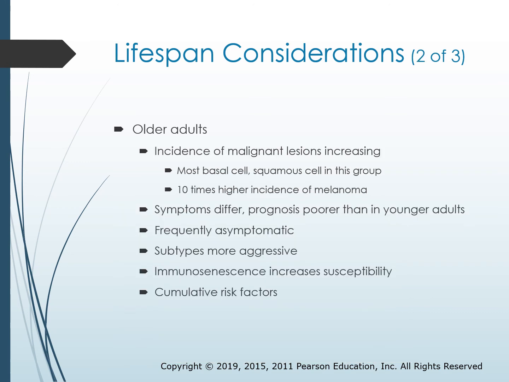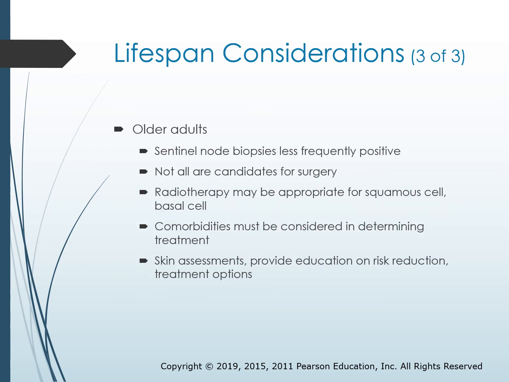Older adults: incidence of malignant lesions increases. Most are basal cell or squamous cell, with a 10 times higher incidence of melanoma in the adults. Symptoms differ a little bit in the adults. The prognosis is poorer than in young adults because a lot of times they've had exposure for a long time and it's been growing up under the skin and maybe the person didn't realize that they had it. And so now when they get in there, it's a lot worse than they thought.